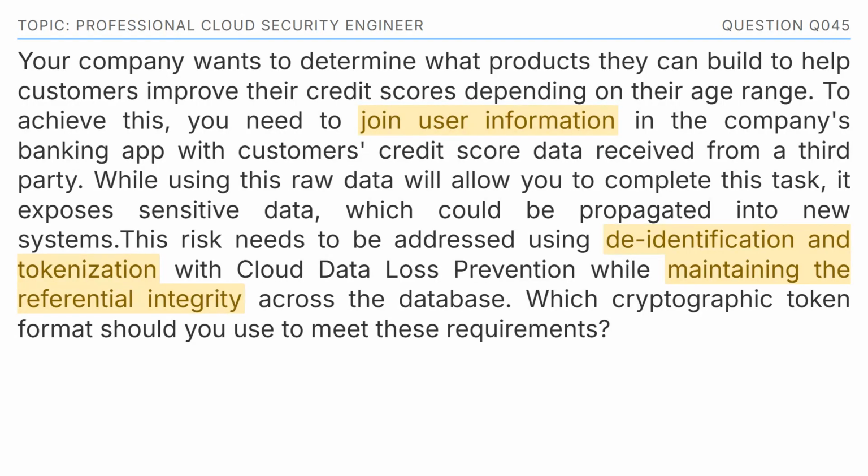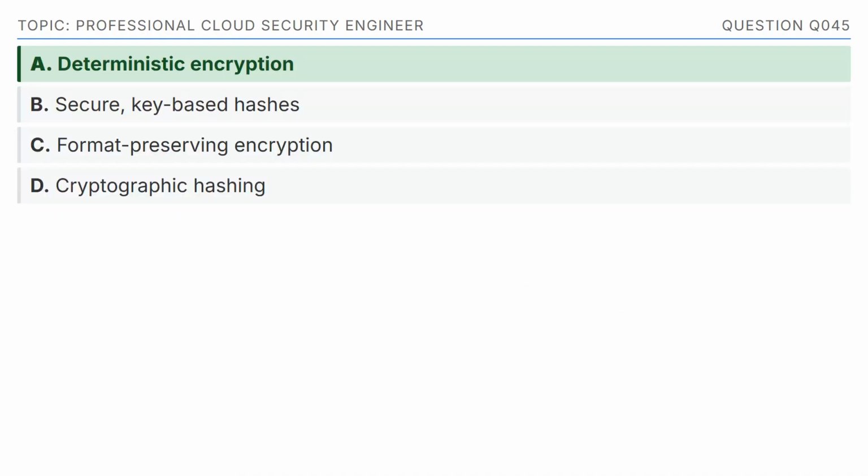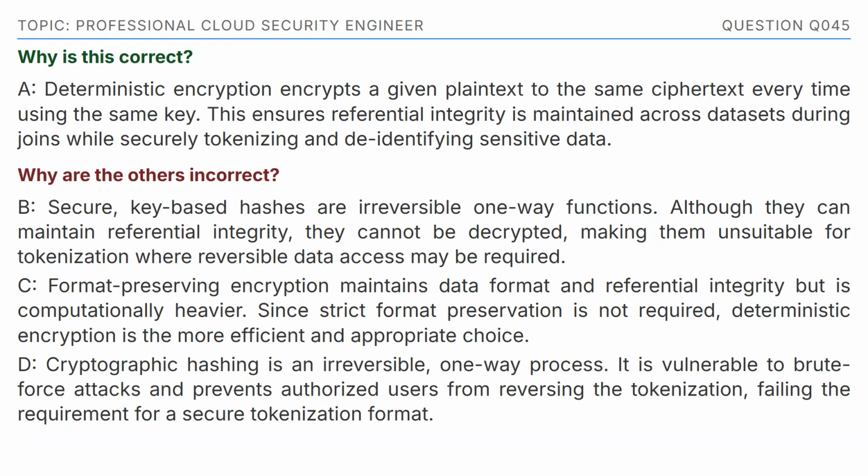To arrive at the correct answer, we focus on the keywords: join user information, de-identification and tokenization, maintaining the referential integrity. The correct answer is option A, deterministic encryption. Why is this correct? A. Deterministic encryption encrypts a given plaintext to the same ciphertext every time using the same key. This ensures referential integrity is maintained across datasets during joins while securely tokenizing and de-identifying sensitive data.